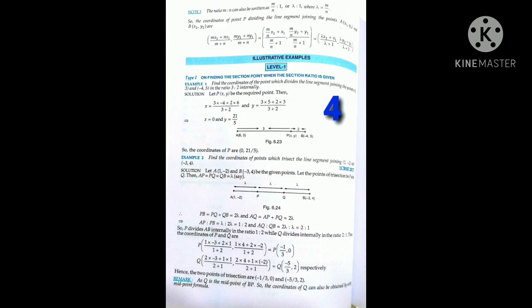Another way also we can solve this question. We know that Q is the midpoint of BP. So the coordinates of Q can also be obtained by using the midpoint formula after calculating the coordinates of P. I hope you got it, right? So now let us see the next type of question. Here we will try to find the ratio in which the point is given, which divides the given segment in a ratio. So let us see the first question.